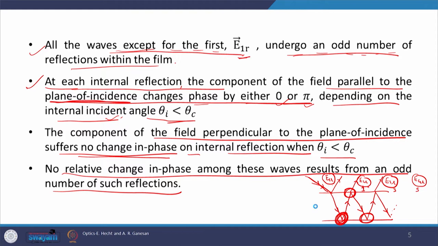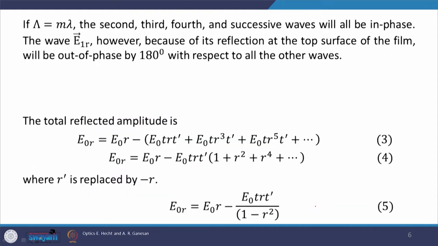Now, let us move to the next slide, and in this slide we take into account the phase contribution due to the optical path length differences. Before taking the optical path length difference into account, let us divide this case into two parts. In the first part, the optical path length difference is assumed to be an integral multiple of the wavelength. Now, if the optical path difference is an integral multiple of the wavelength, then the second, third, fourth and successive waves will all be in phase. Why do I say so?